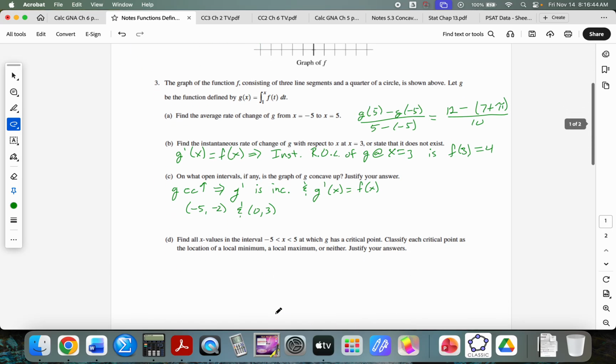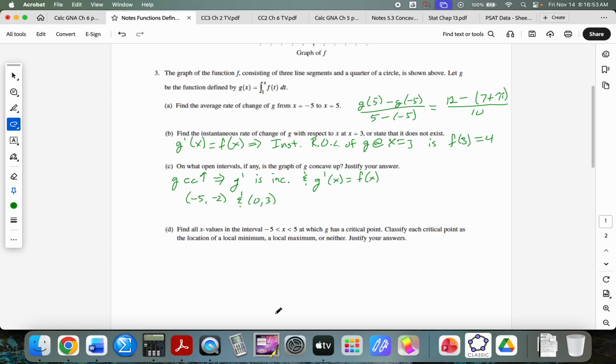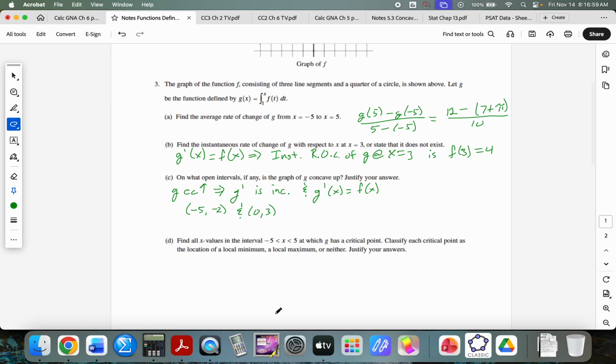All right, last part. Find all x values on the interval from -5 to 5 at which g has a critical point. Classify each critical point as the location of a local minimum, a local maximum, or neither, and justify your answers.